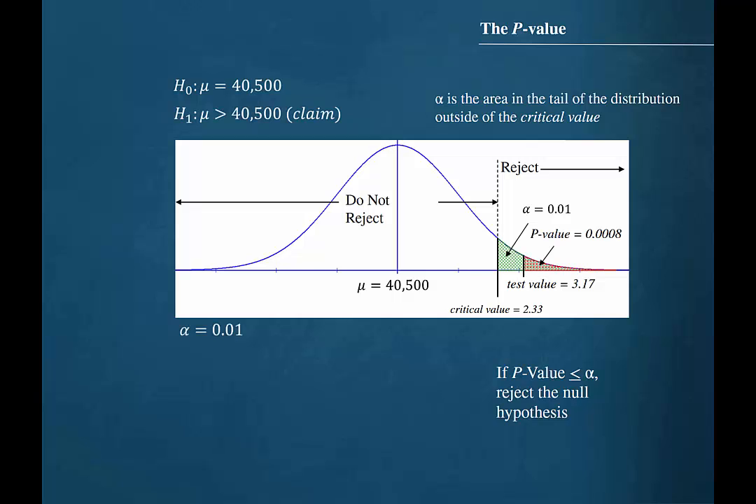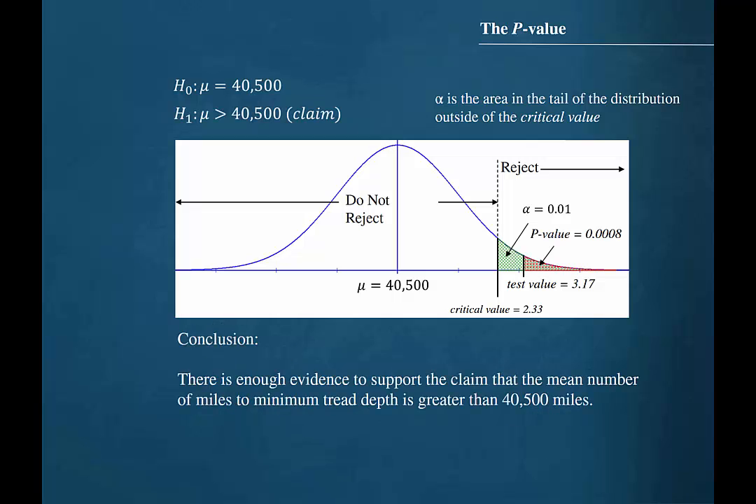Our level of significance is 0.01. The p-value is 0.0008. The p-value is less than alpha. Therefore, we should reject the null hypothesis.